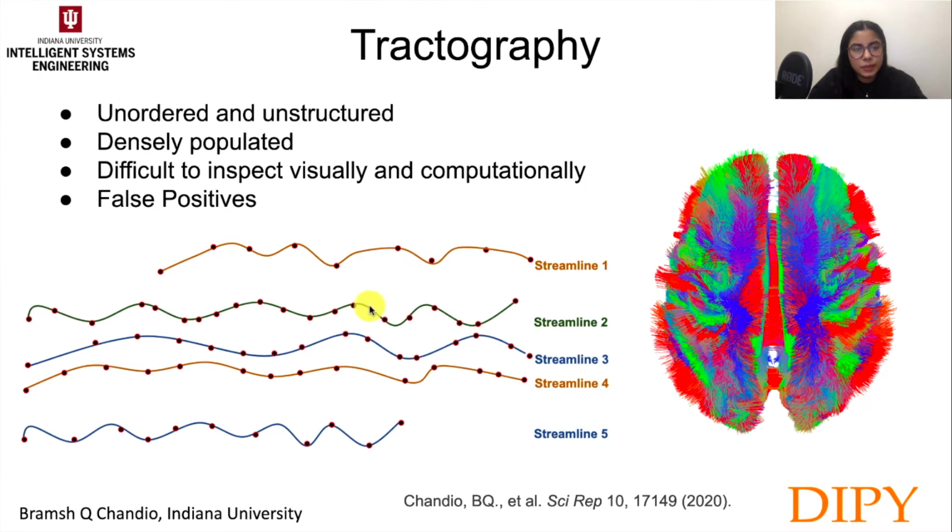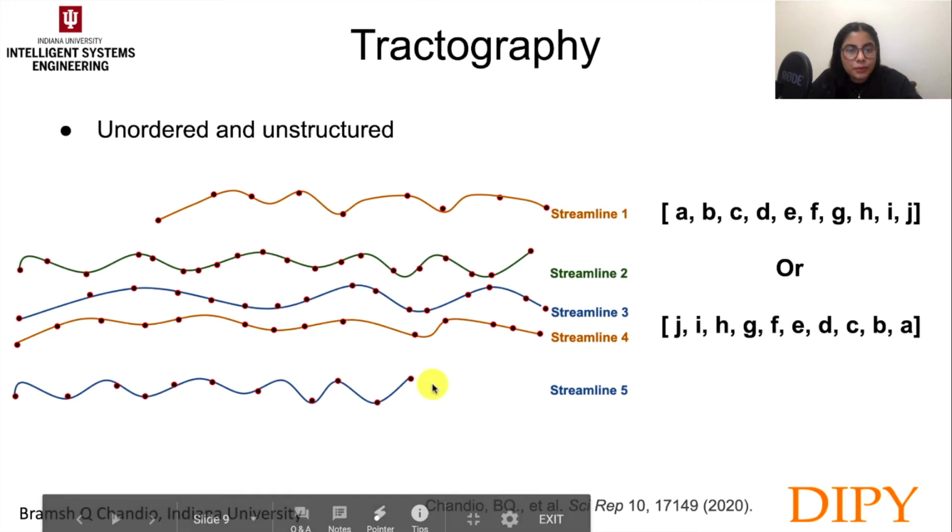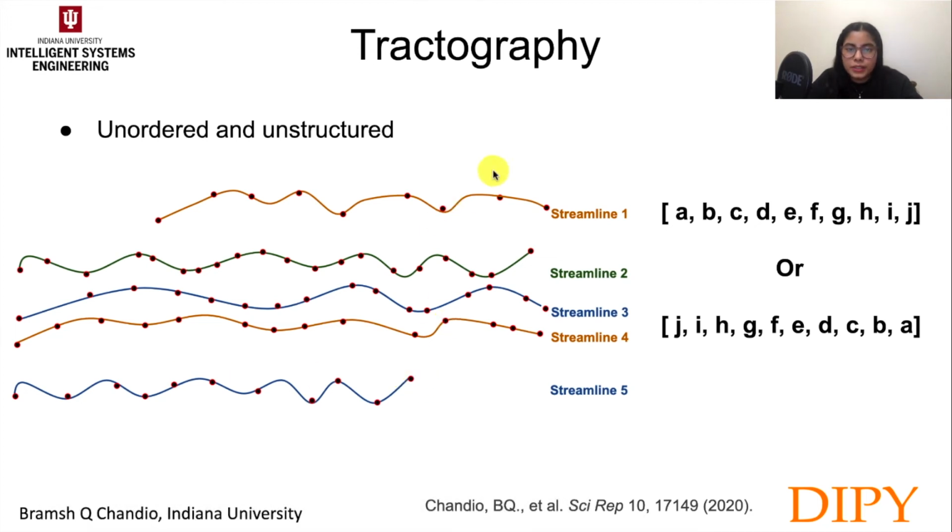Let's look at this example of simulated streamlines, streamlines 1 to 5 here. This is an example showing how unstructured and unordered tractography data is. As we can see here, streamline 1 is starting at a different location as compared to the rest of the streamlines 2, 3, and 4. And in this example, streamline 5 ends much earlier as compared to the other streamlines. And each streamline could have a different number of points.